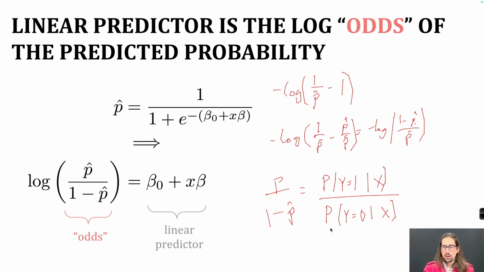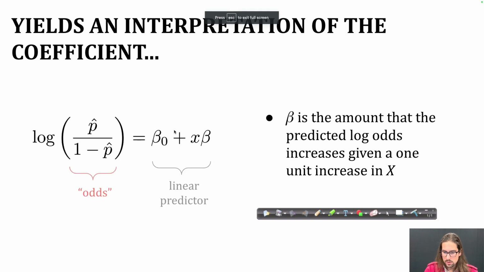So higher odds means things are tending more towards y equals 1. Lower odds means things are tending more towards y equals 0. It's just a particular way of looking at something. Not necessarily the most interpretable. And then here we have the log of that. So that is the relationship we have here.